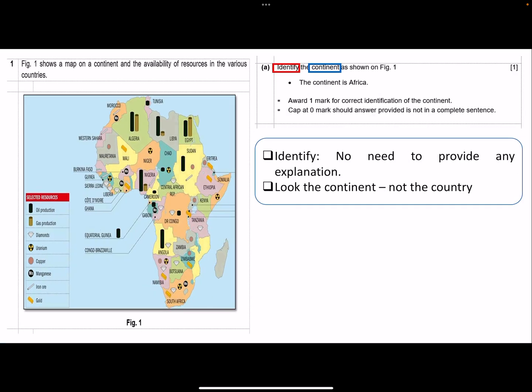One key thing that's very important is the term. They want the continent, so you have to give me the continent. The continent here must be shown. So which continent is this? The continent is Africa. If you would like to take a closer look at the suggested answers, you can pause the video.